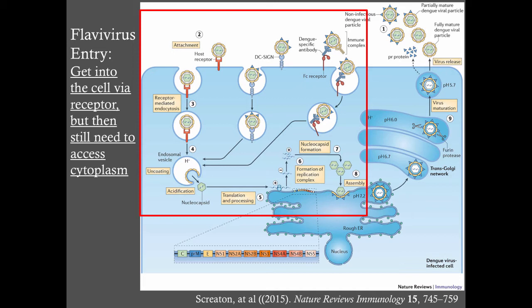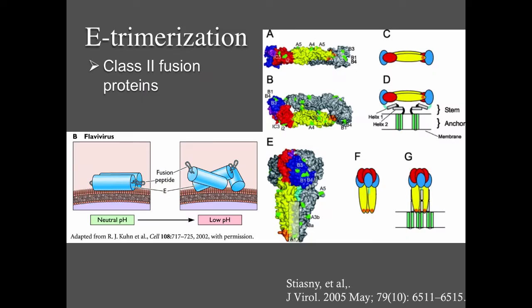So the point is that we need to get into the cell. You still wind up in the endosome. So it's the fusion on the endosome, not so much the plasma membrane, to get the nucleic acid into the cytoplasm. So a little more detail on the envelope protein.